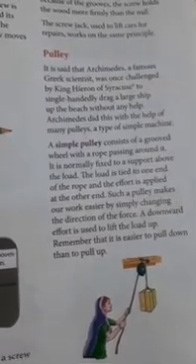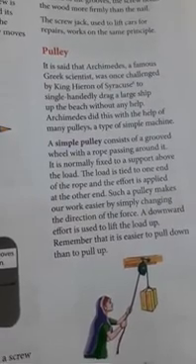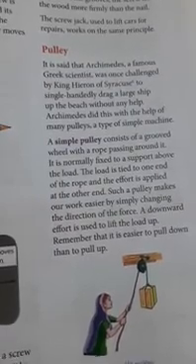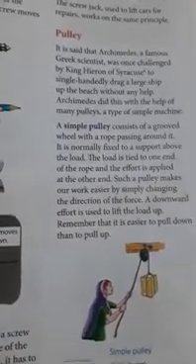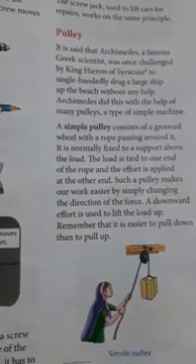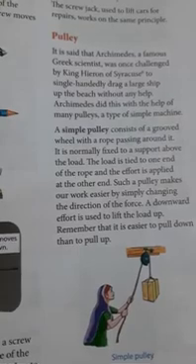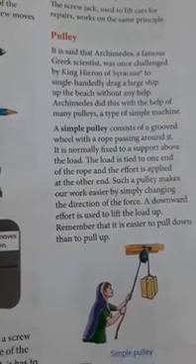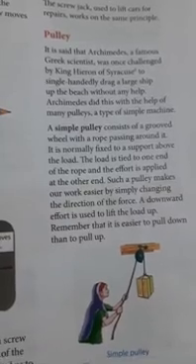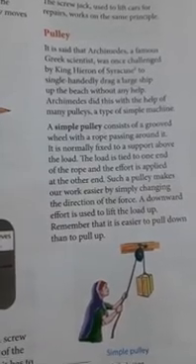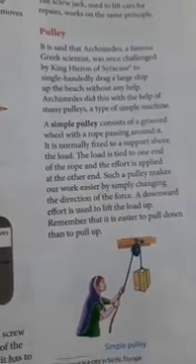Next topic is the pulley. What is a pulley? It is said that Archimedes, a famous Greek scientist, was once challenged by King Hieron of Syracuse, a city in Sicily in Europe, to single-handedly drag a large ship up the beach without any help. He used a pulley, which is a simple machine, and by the help of that pulley he dragged the ship up the beach.